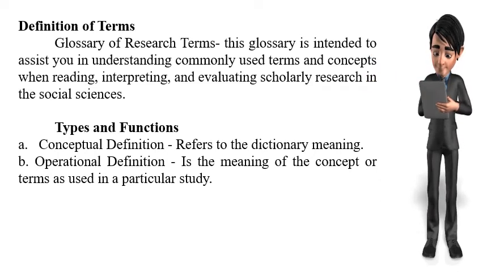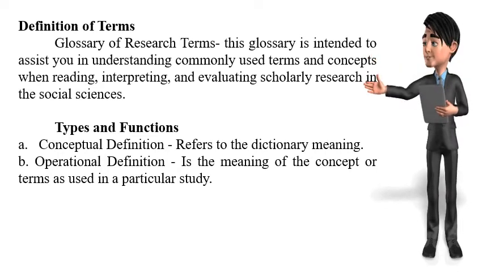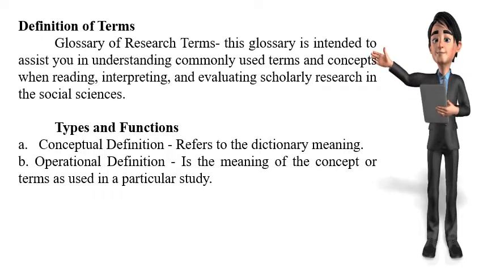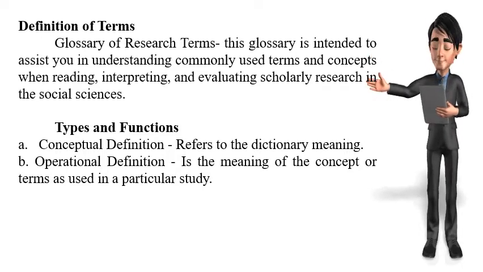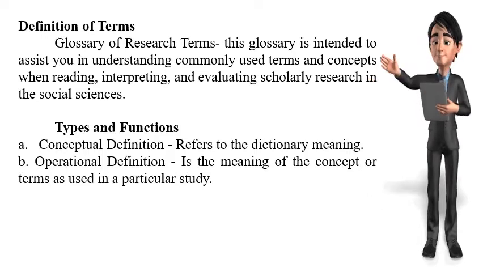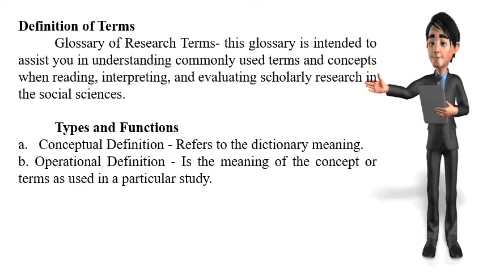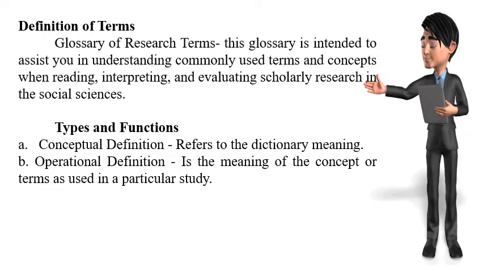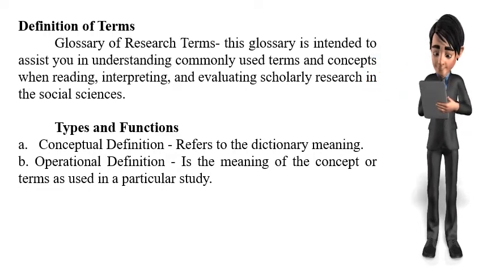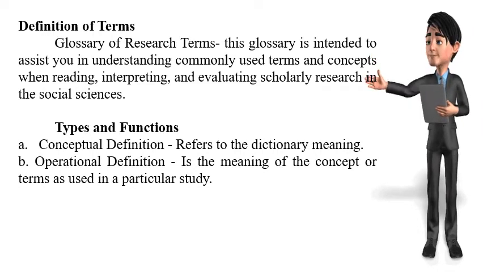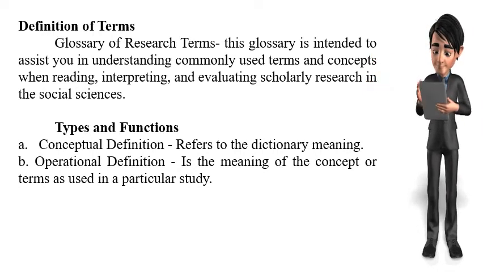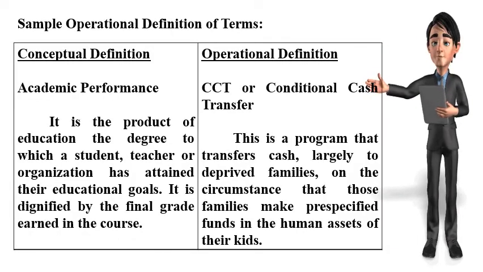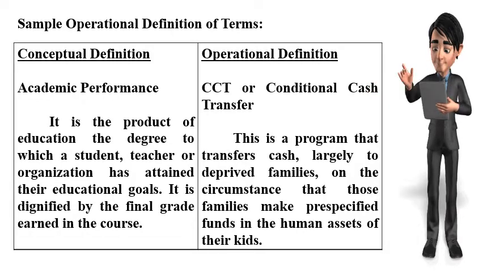Then, the definition of terms includes the glossary of research terms. This glossary is intended to assist you in understanding commonly used terms and concepts when reading, interpreting, and evaluating scholarly research in the social sciences. Types and functions: conceptual definition refers to the dictionary meaning. Operational definition is the meaning of the concept or the terms as used in a particular study. So here's the sample, just read it on your own.